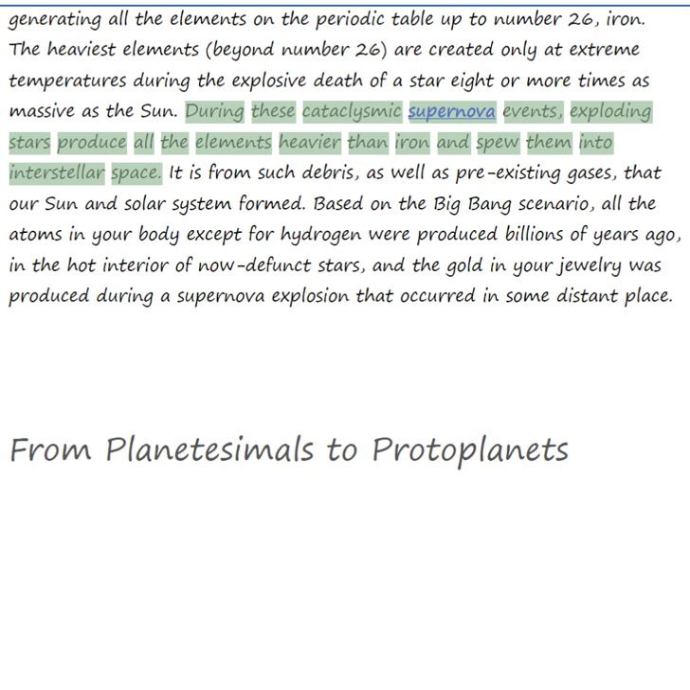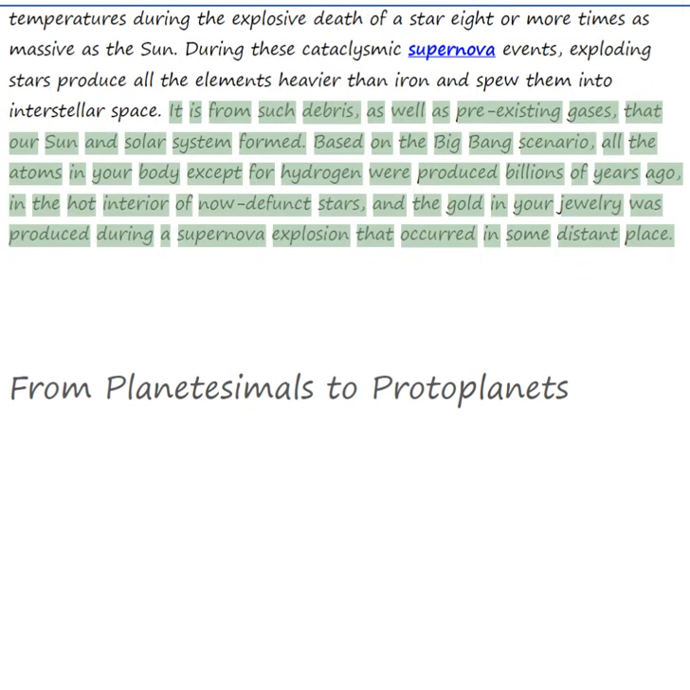During these cataclysmic supernova events, exploding stars produce all the elements heavier than iron and spew them into interstellar space. It is from such debris, as well as pre-existing gases, that our Sun and solar system formed. Based on the Big Bang scenario, all the atoms in your body except for hydrogen were produced billions of years ago, in the hot interior of now-defunct stars, and the gold in your jewelry was produced during a supernova explosion that occurred in some distant place.